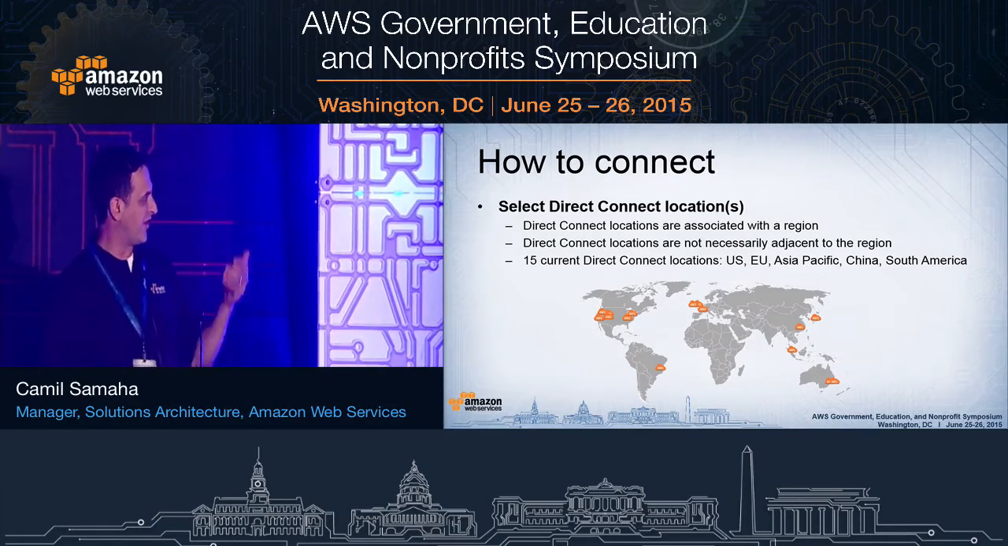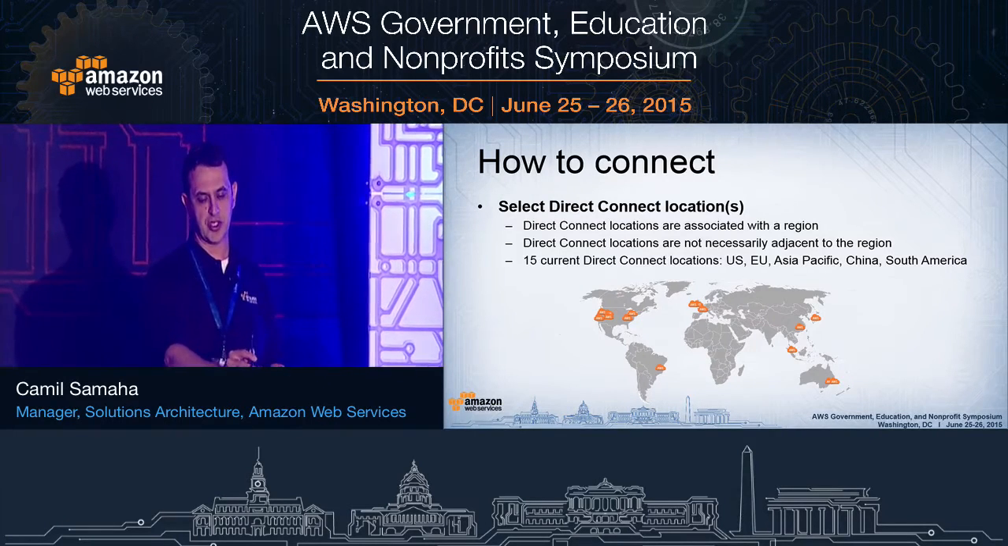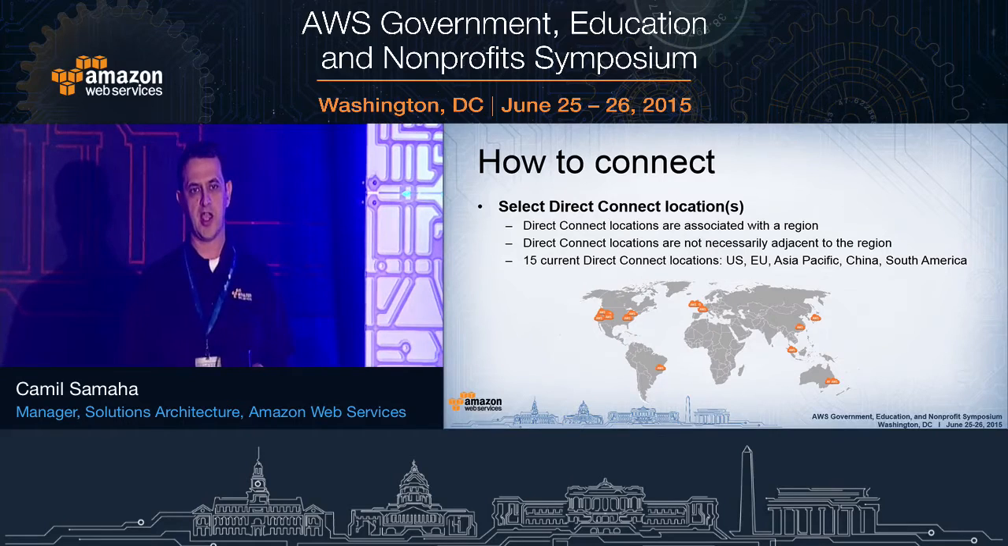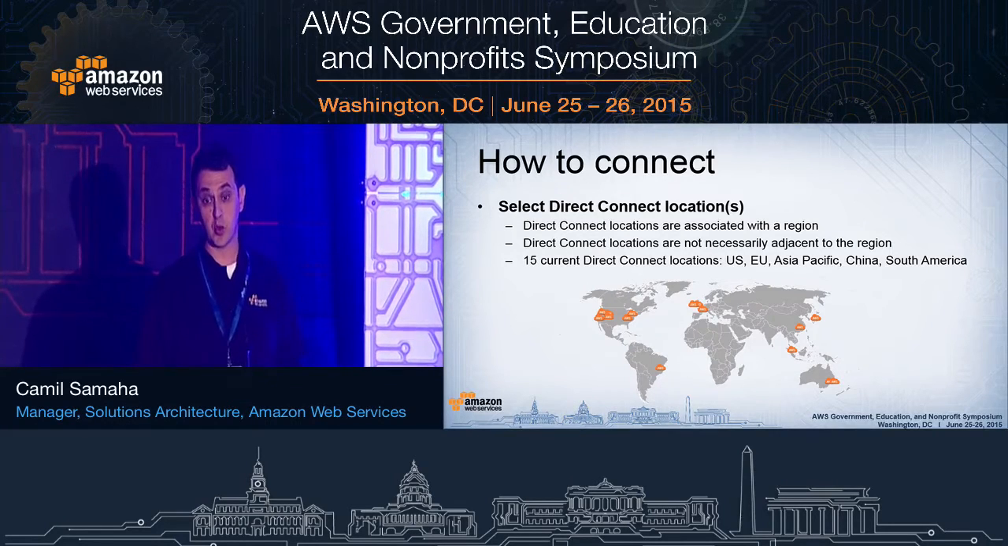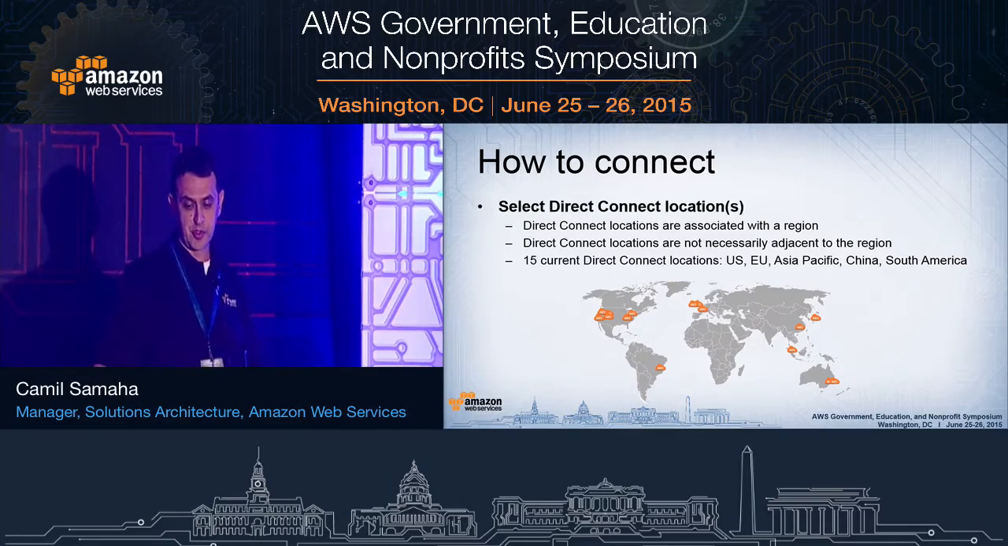Okay. Well, yeah, the globe is washed out, but this is a geographical representation of all of our Direct Connect locations worldwide. We currently have 15, multiple in the United States, but also throughout the globe, like in Europe or Singapore or Australia or Brazil.